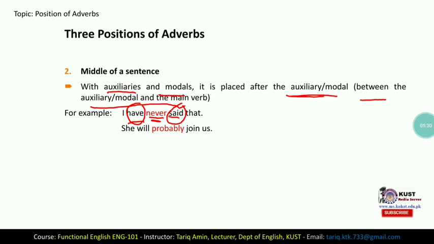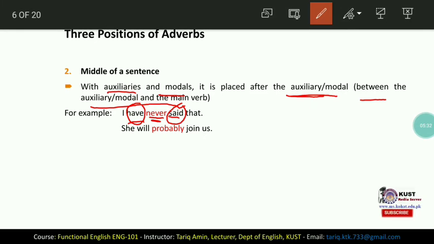Another example is "She will probably join us." "Join" is the main verb, whereas "will" is a modal verb, and we can see that the adverb "probably" has been used after the modal verb "will." We can also see that the adverb "probably" has been used in between the modal verb "will" and the main verb "join."